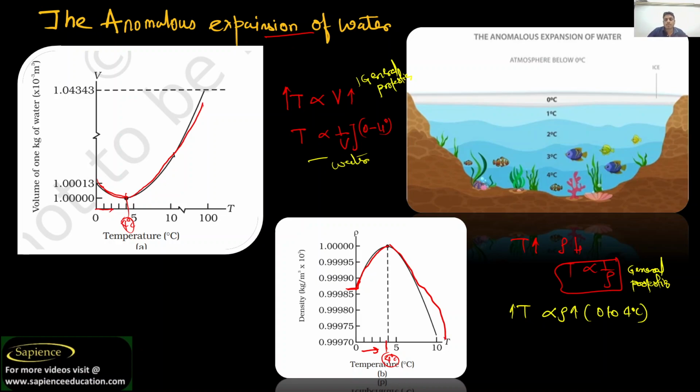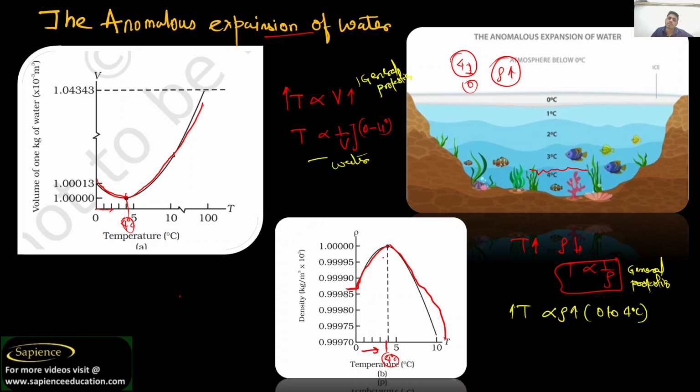it behaves just the opposite. So what actually happens in aquatic life when, due to change in climate, temperature starts falling from 4 to 0? Density will increase, right? So from 4 to 0, density is increasing. So if density is increasing, what will happen? The 4 degree water will be below.